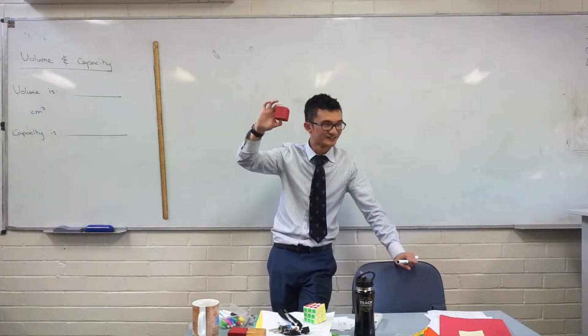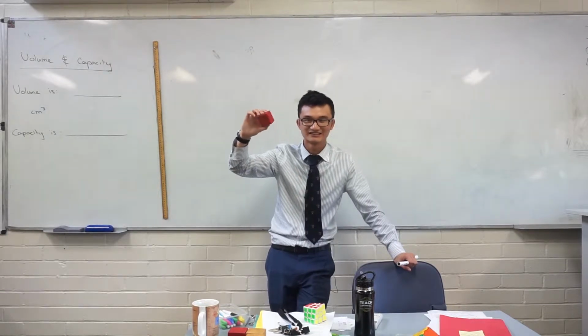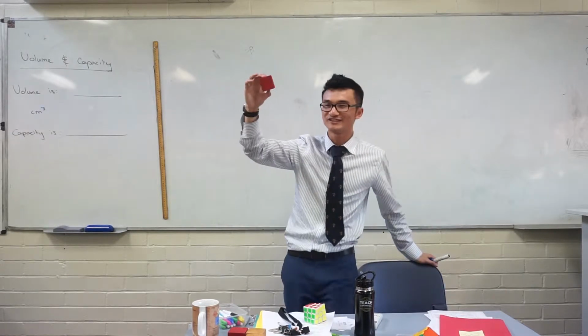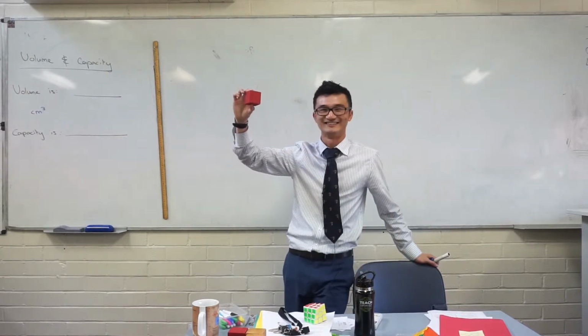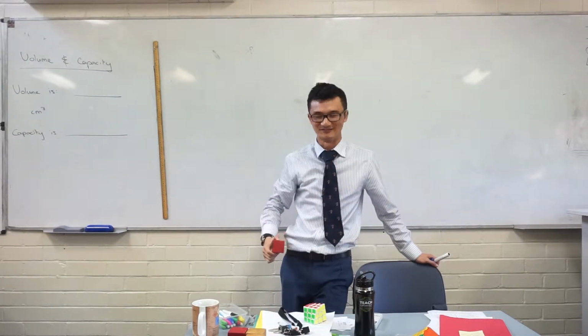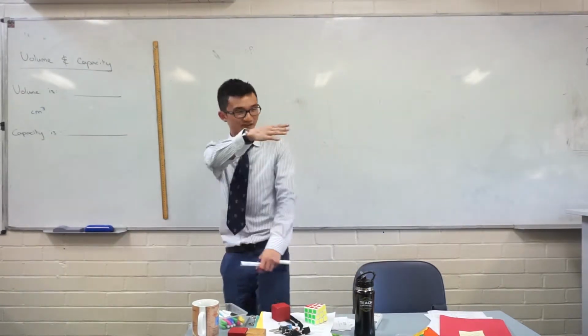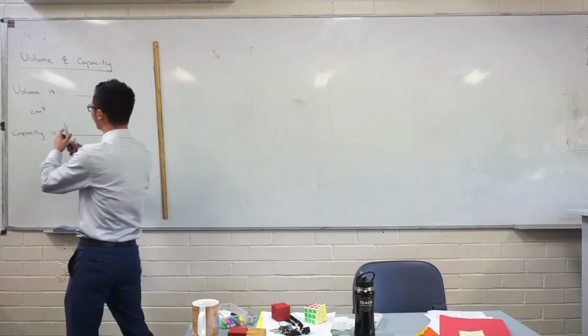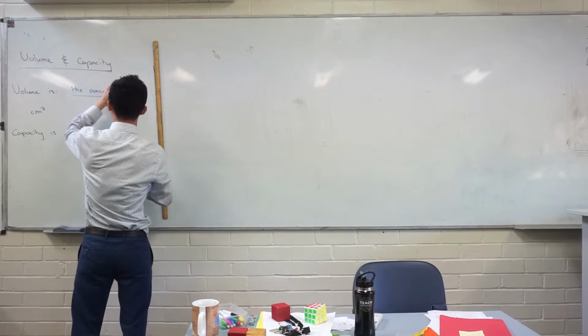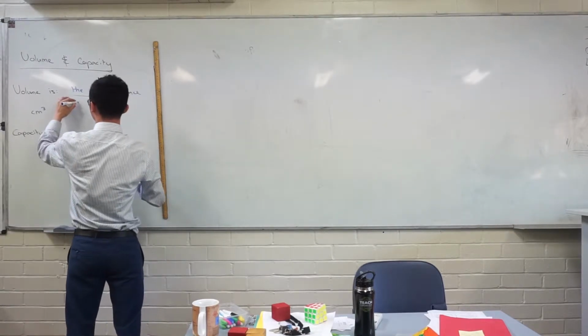1 milliliter. No, that's like 50. So what did you say capacity was again? How much an object can hold. So how much can this hold? 0 milliliters because it's not hollow. Interesting. I really like that definition. Can you write that down for me? Volume is the amount of space something, or an object, takes up.